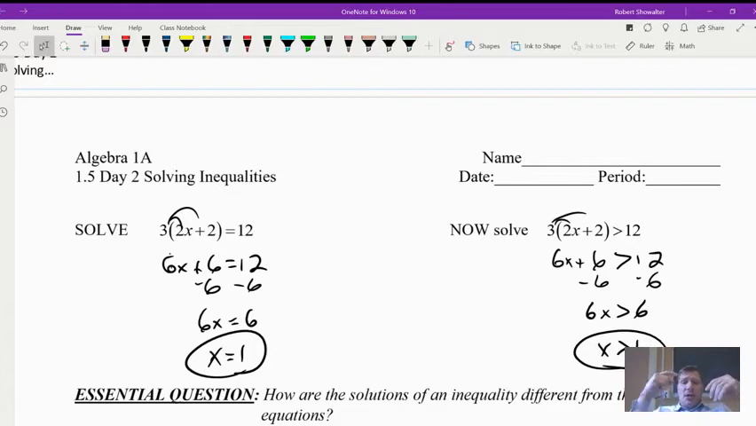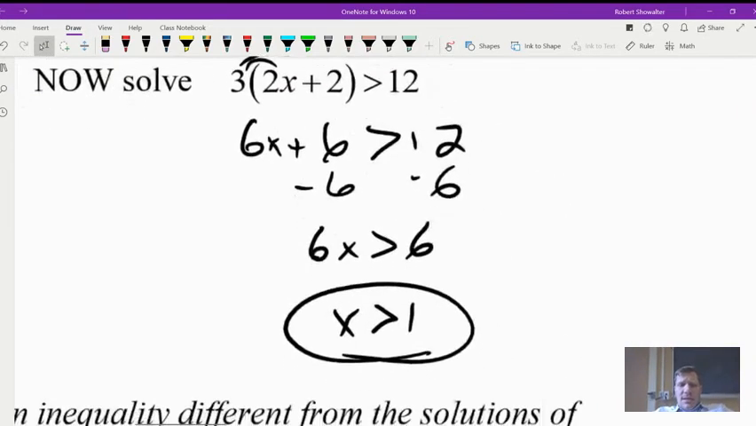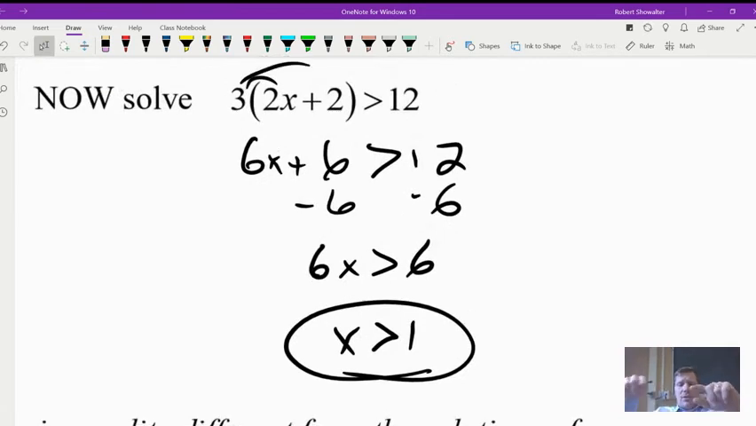So on the left, we have just the value 1. Only the number 1 works for that equation to make it a true statement when you substitute it in. But on the right, it's an inequality, and since it says x is greater than 1, any value that is more than 1 is going to make a true statement in this equation.